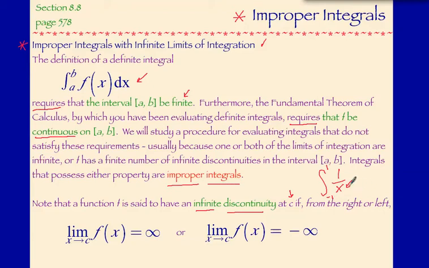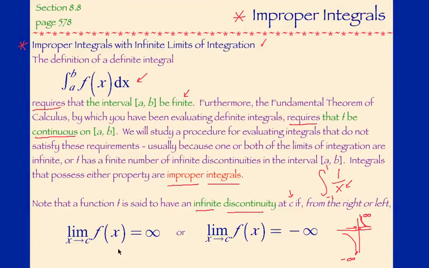As you're approaching c in this function from the left, since this is what the function looks like, as you're approaching 0 from the left, you can see the function value is tending toward negative infinity. As you're approaching c, the point of discontinuity, from the right, you can see that the function value is approaching positive infinity. So when these things are occurring, we say that there is an infinite discontinuity at a point in this particular function. That's just the definition of what an infinite discontinuity is.